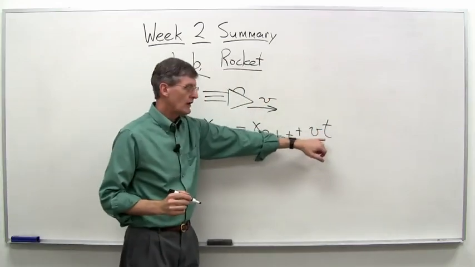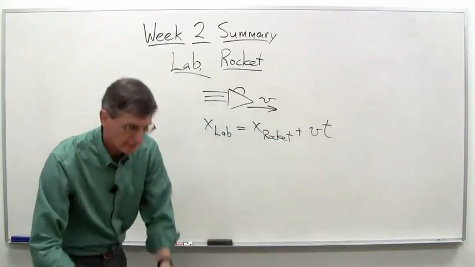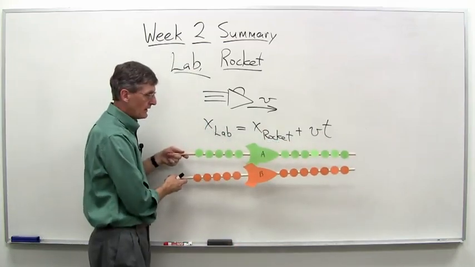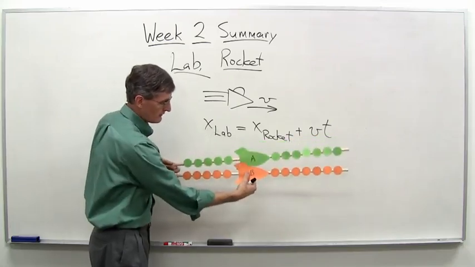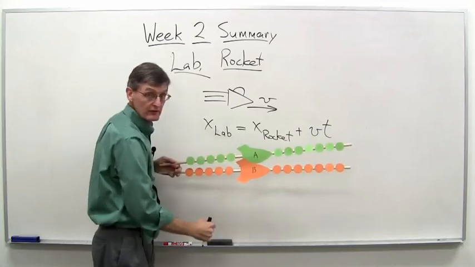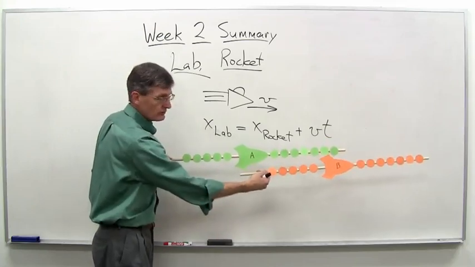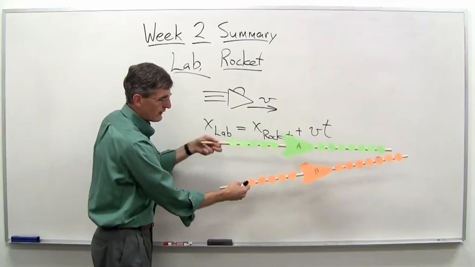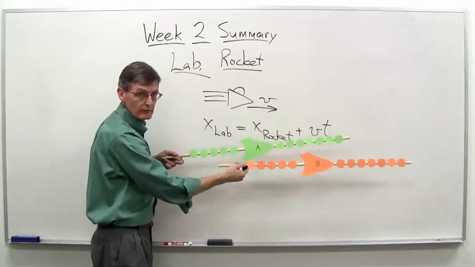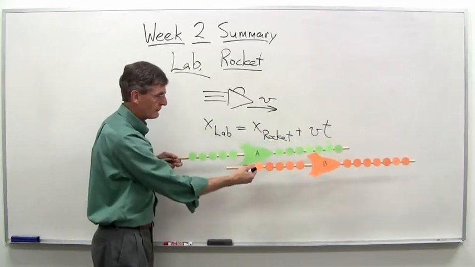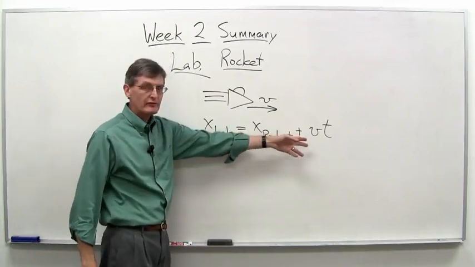vt, where the velocity times the time elapsed is just how far the rocket has moved in that given amount of time. So at time t equals 0, they're right here. And if Bob, at that instant in time, saw something right there, then Alice would see it at the same clock and position. But a little bit later, Bob has moved a certain distance, and therefore, if it's the same clock, it's that clock distance plus the distance he's moved. Velocity times time. So this is the basic equation: X lab equals X rocket plus vt.